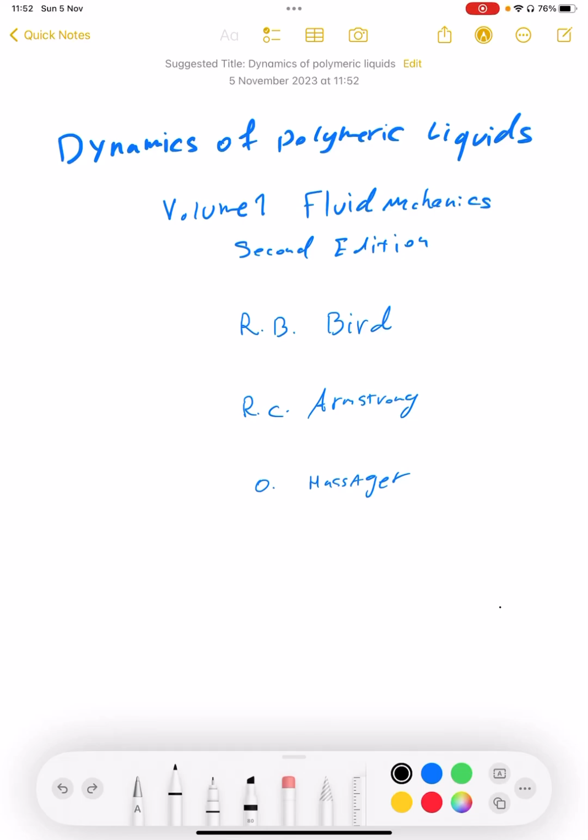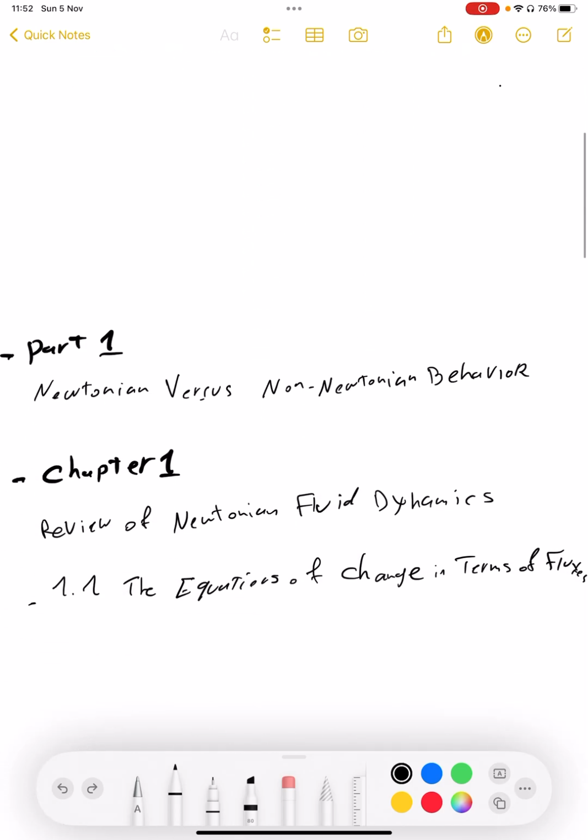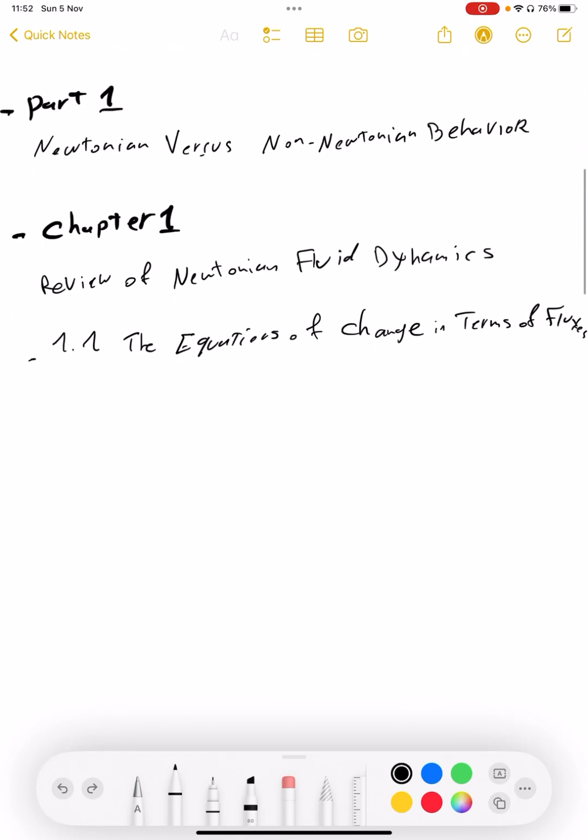Hi everyone. So today we are going to dive into the book that we chose earlier, Dynamics of Polymeric Liquids, the Holy Bible of Rheology, I would call it. It's written by Bob Bird, Armstrong, and Ole Hassager. So the first part of the book is discussing the Newtonian and non-Newtonian behaviors and comparing them.